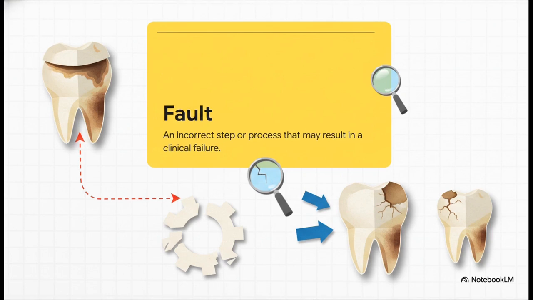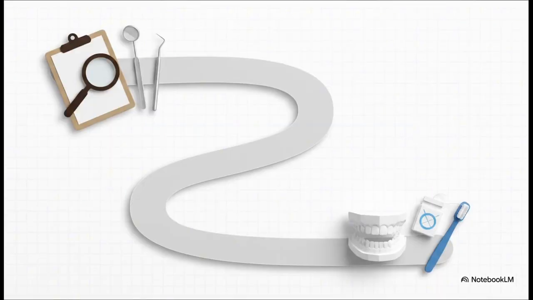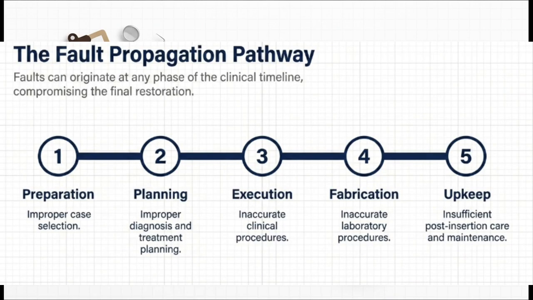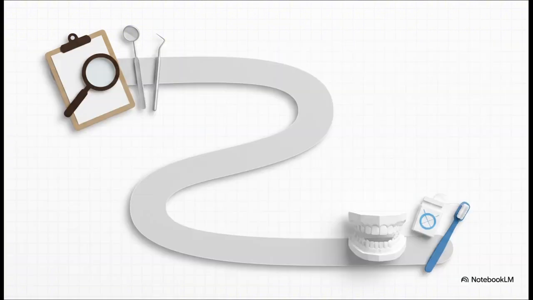What's kind of fascinating and a bit scary about the clinical timeline is that testable errors can happen at literally any stage of treatment. We've got 5 main sources of faults to track: improper case selection, improper diagnosis and treatment planning, inaccurate clinical procedures, inaccurate laboratory procedures, and lastly, insufficient post-insertion care and maintenance. Basically, as a clinician, your vigilance has to be dialed in from that very first consultation all the way through to the follow-up visits. The whole shebang.